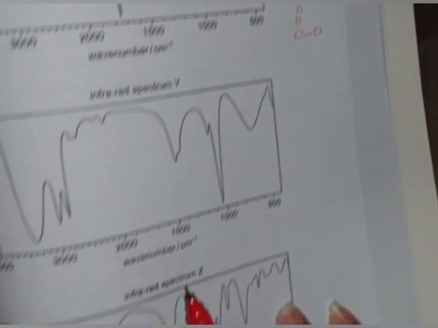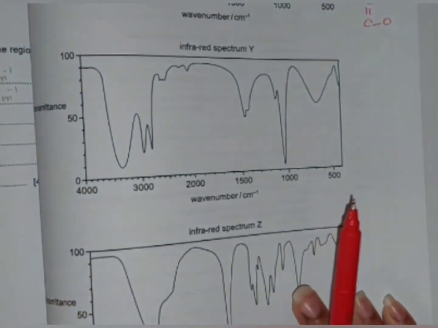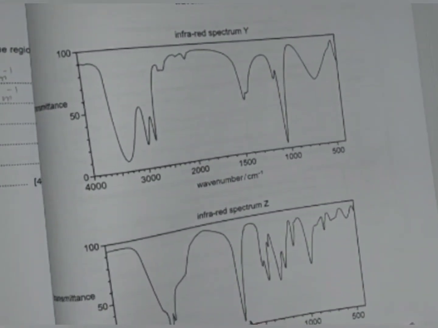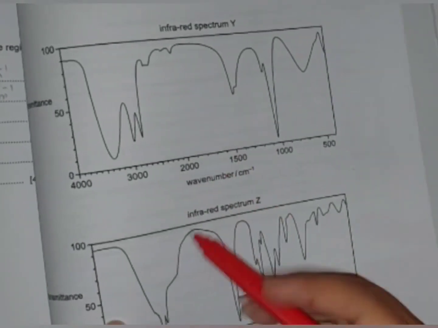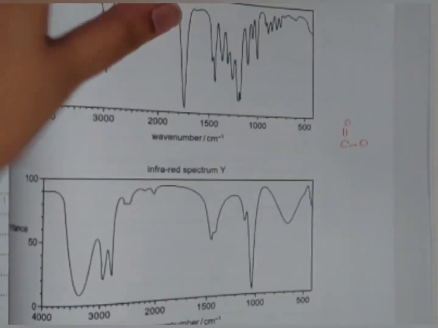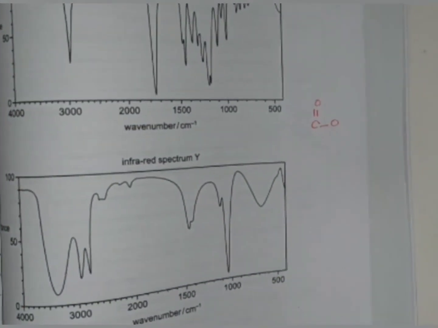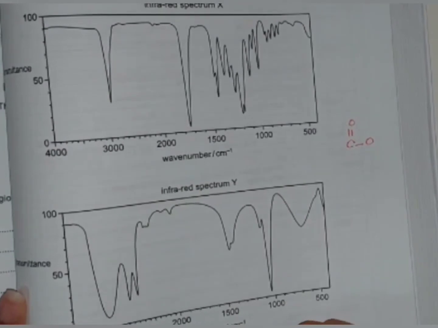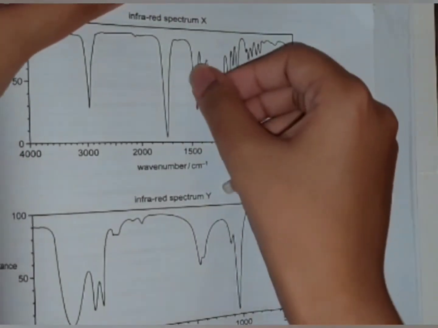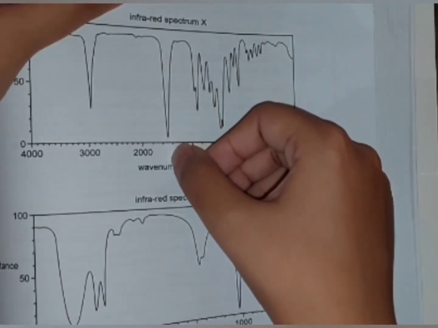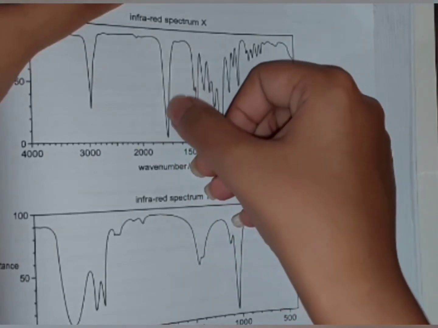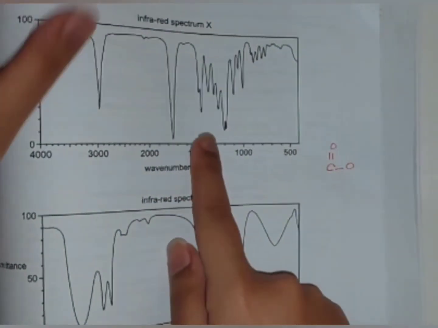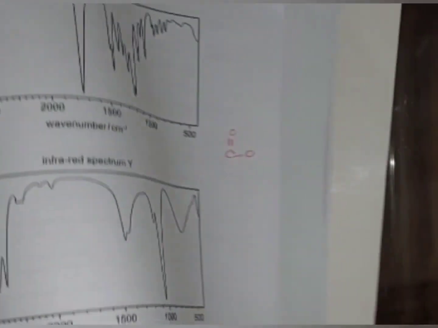Let's look at Z and compare between X and Z, which one is better. So here, there is a peak at 1710 and 1750. So I think X is nearer than Z. So the answer would definitely be X. Making a line with this will help you a lot. So this is coinciding with 1710 to 1750 more. So I'm going to go with spectrum X for V.